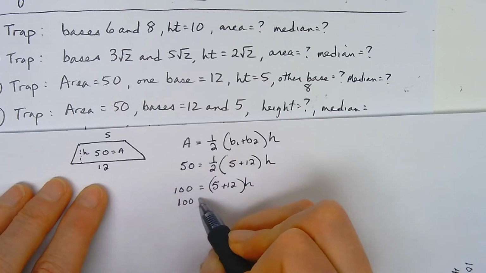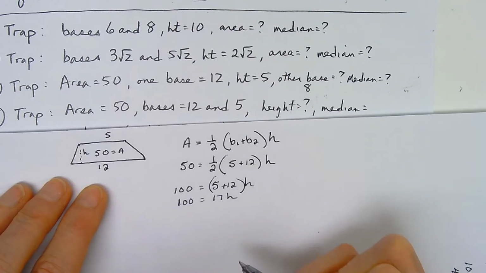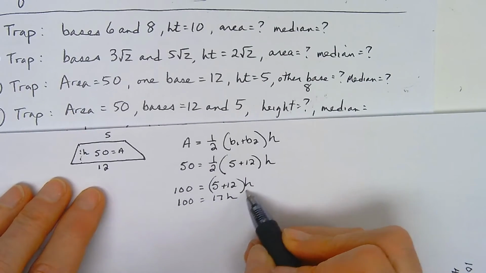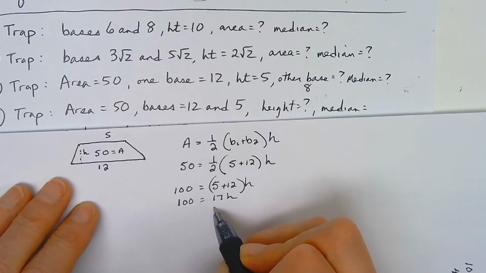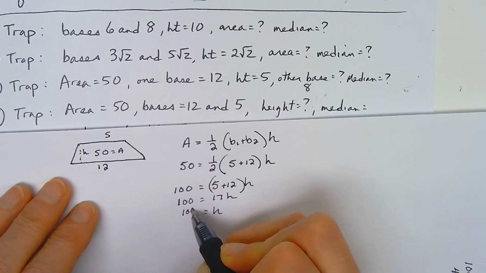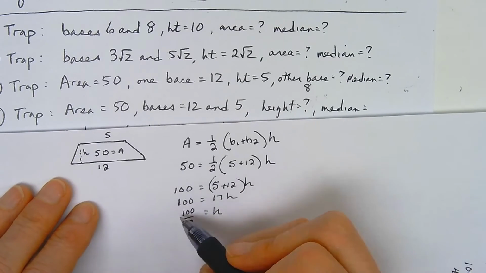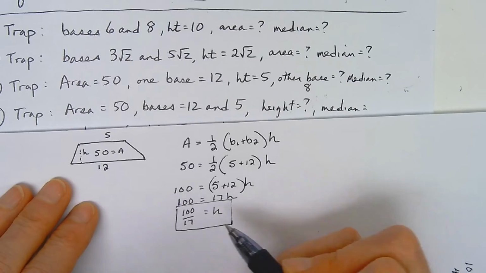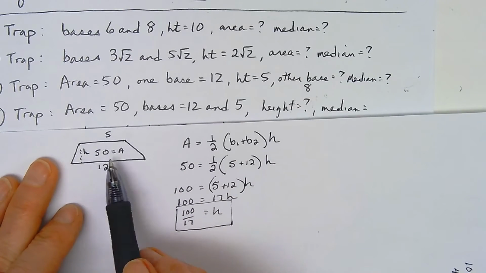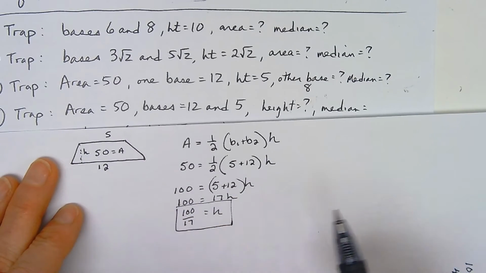Well, that's 100 equals 17h. 5 plus 12 is 17. Divide both sides by 17, and h equals 100 over 17. And that is the height for this trapezoid if the area is 50 and the two bases are 5 and 12.